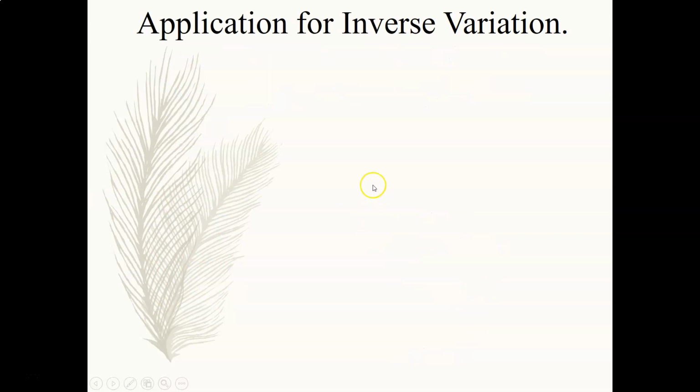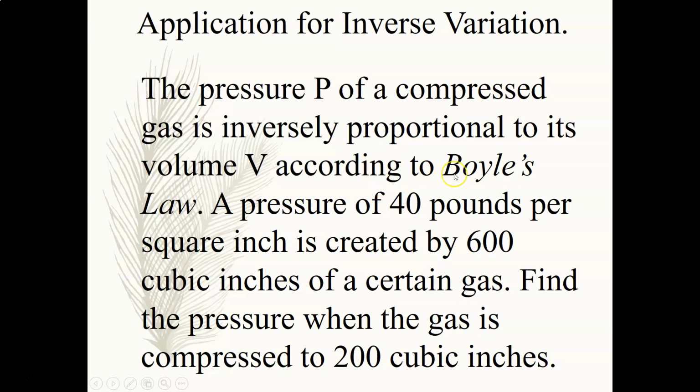Next, let's try some application. The pressure P of a compressed gas is inversely proportional to its volume V according to Boyle's law. A pressure of 40 pounds per square inch is created by 600 cubic inches of gas. Find the pressure when the gas is compressed to 200 cubic inches.